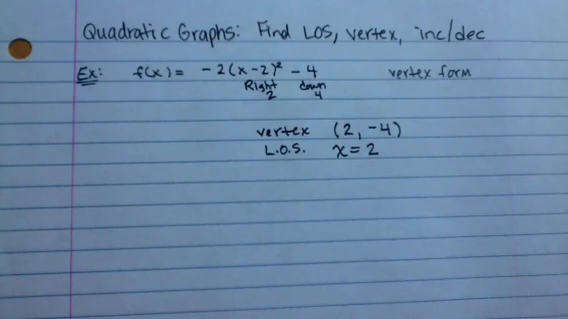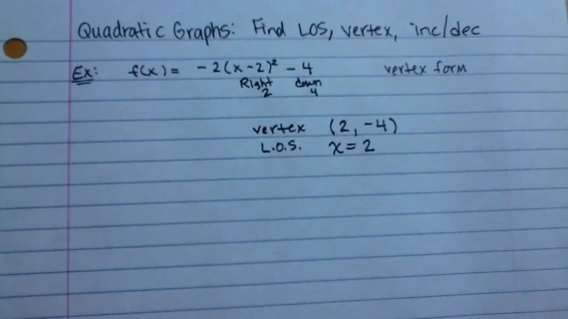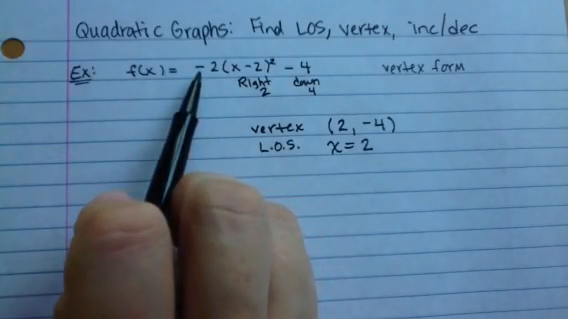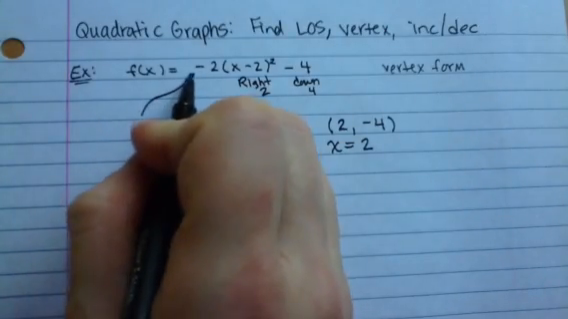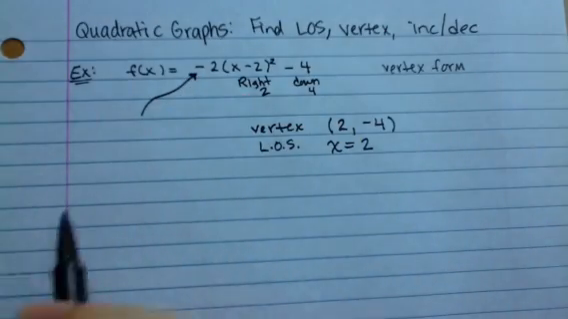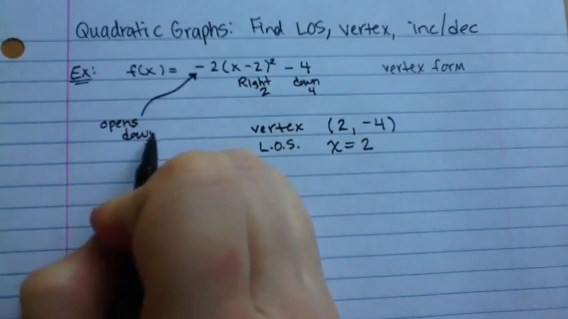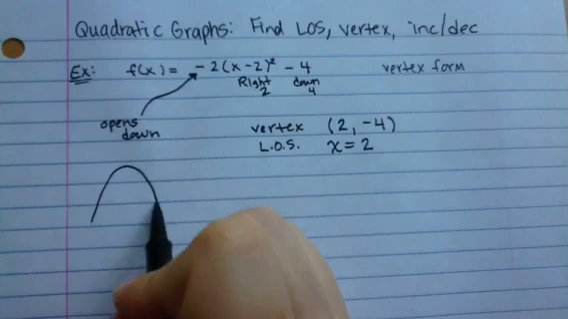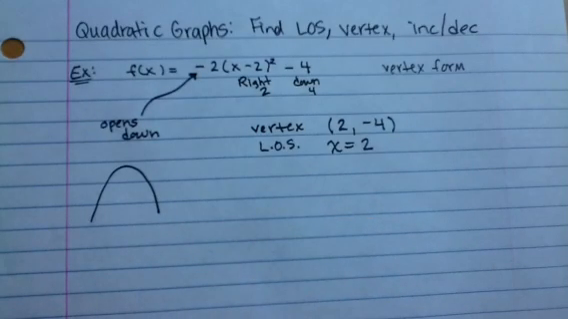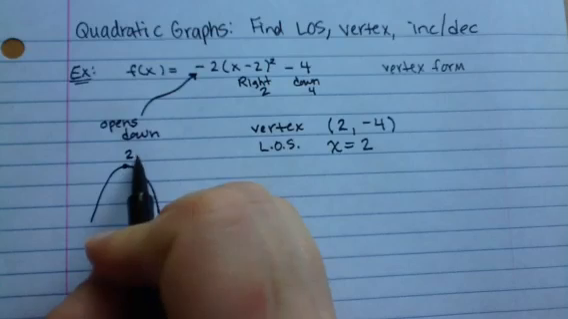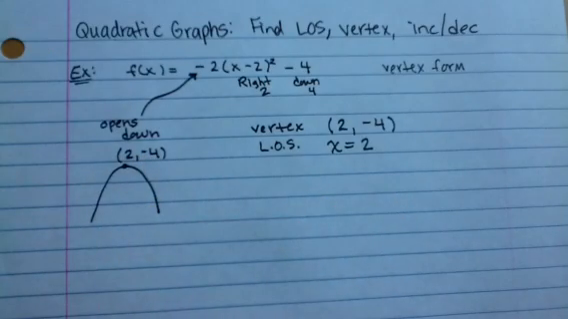Now, where is this parabola increasing and decreasing? In order to answer that question, we have to think about what the graph is going to look like. This parabola is going to open down because of the negative in the leading coefficient here. So since it opens down, I know the picture is going to look kind of like that. And the vertex is going to be at 2, negative 4.